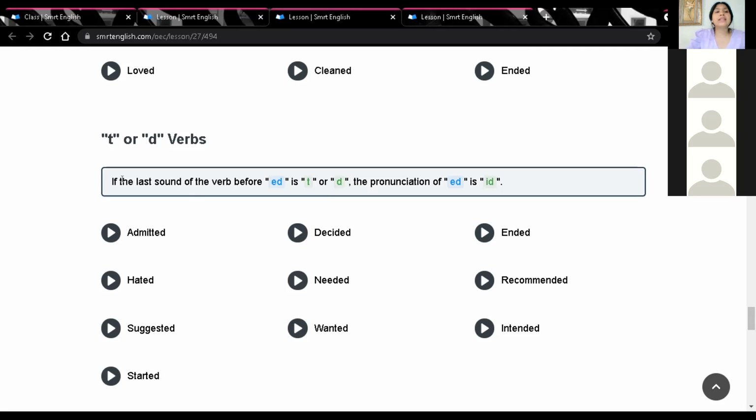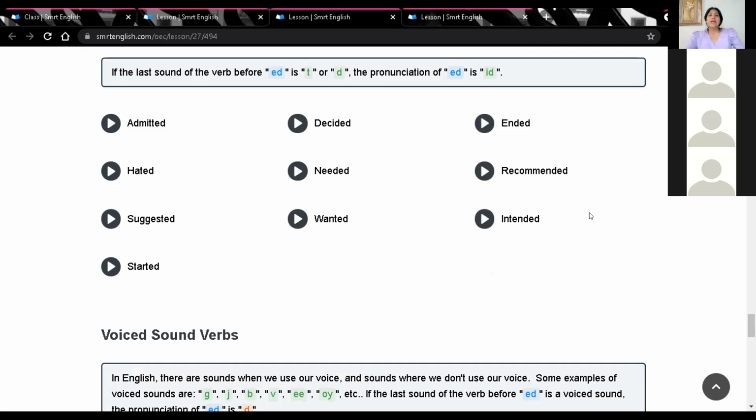Keep that in mind. If the last sound of the verb before the ed, which means the original verb, is T or D, it will have the sound of "id". Admitted, hated, decided, needed, etc. Yes? So far, so good? Yes. Thank you, I understood.